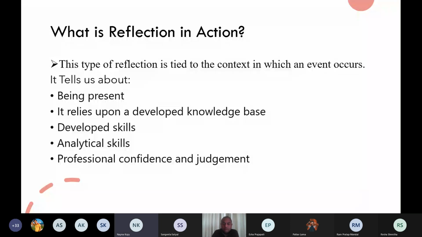Let's discuss what reflection in action is. This type of reflection is tied to the context in which the event occurs. It tells us about being present. This type of reflection takes place when we are actually involved in the situation, or we take part in interaction. It relies upon the developed knowledge base. Reflection in action involves analysis of observation, listening, and feeling to solve the problem.